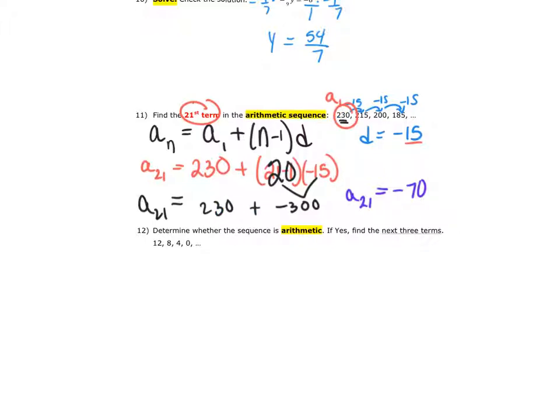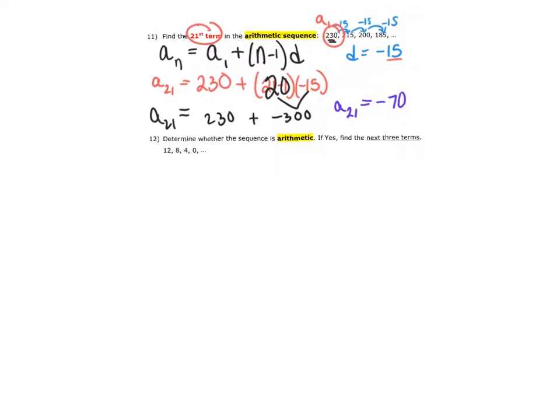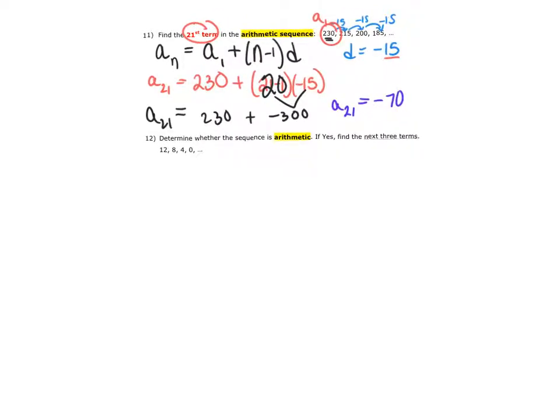Number 12 is asking me to identify if it is an arithmetic sequence. And to figure out if it's arithmetic, I need to know if there's a common difference. Am I doing something common to each thing? Yeah. Well, let's see. I went minus 4, minus 4, minus 4. So the next three terms are going to be, if I minus 4, negative 4. If I minus another 4, negative 8. And if I minus another 4, negative 12.